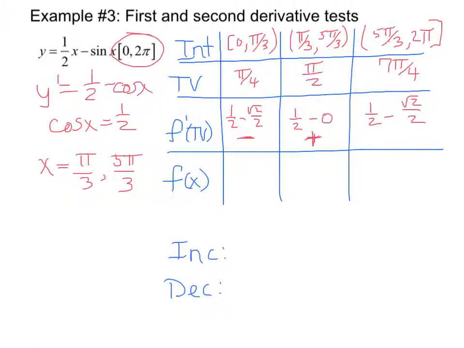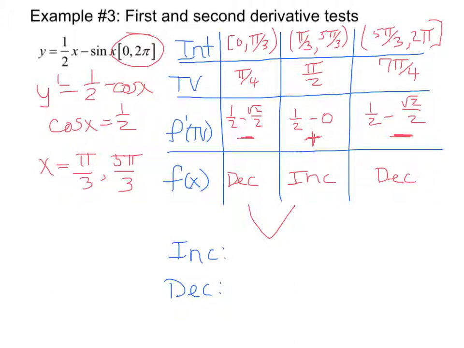So radical 2 over 2, which is again negative. So what I see happening here is I have a decreasing function from 0 to pi over 3. At pi over 3 it switches to an increasing function and then a decreasing function again. What that tells me is that if you go from decreasing to increasing, you have got yourself a relative minimum.